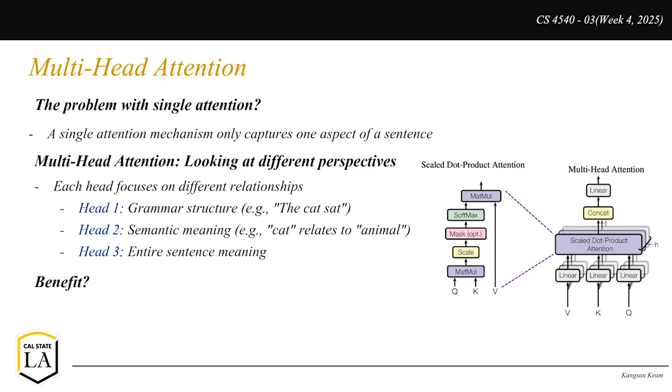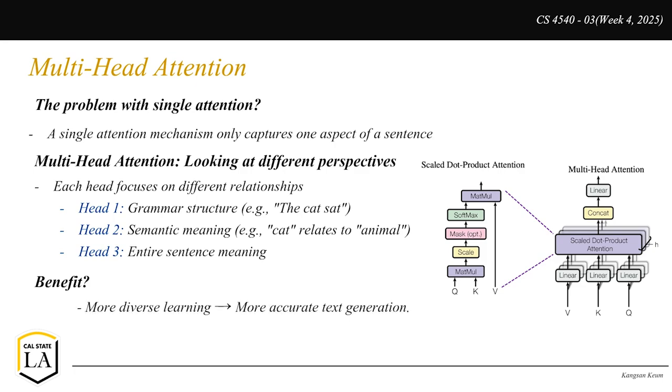For example, if there are three heads, the first head will handle the grammatical structure, for example, "the cat sat." The second head will handle the semantic meaning, for example, cat relates to animal. Finally, the third head will handle the sentence meaning as a whole. With this advantage, there is more diverse learning, so we can make more accurate text generation.